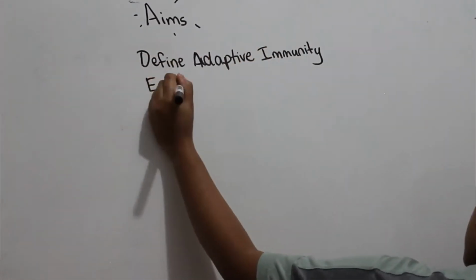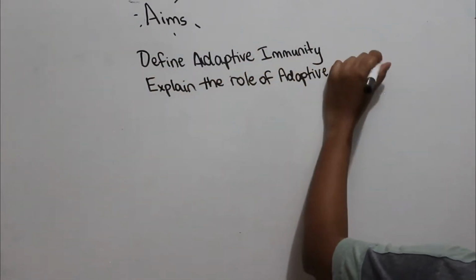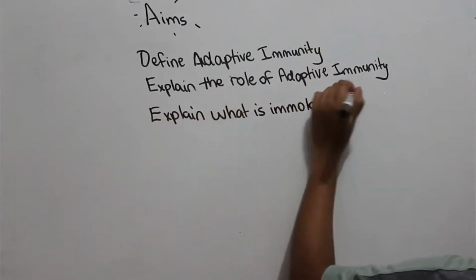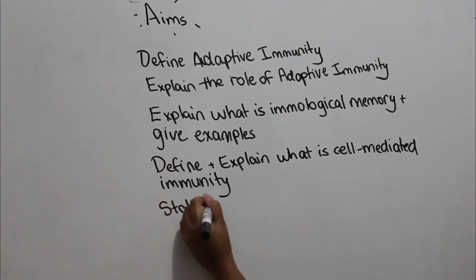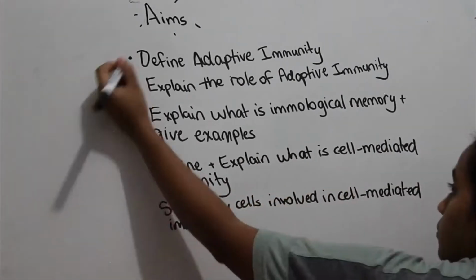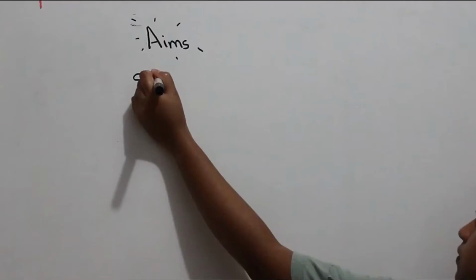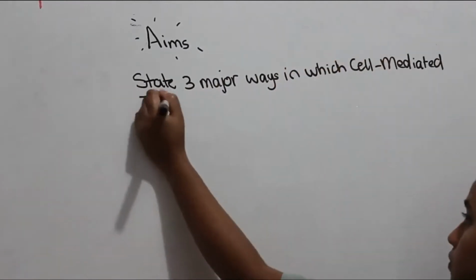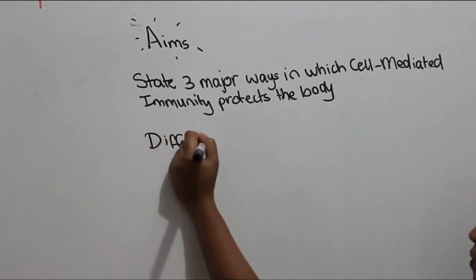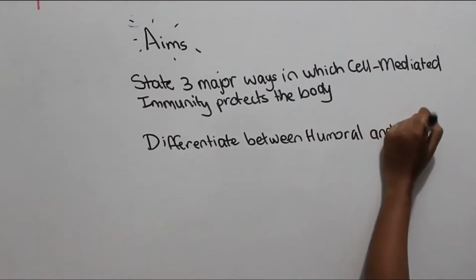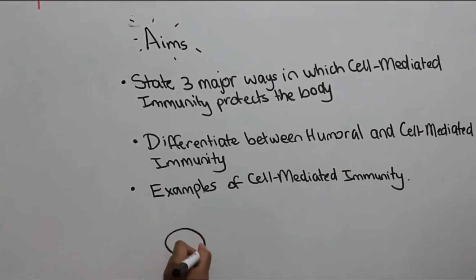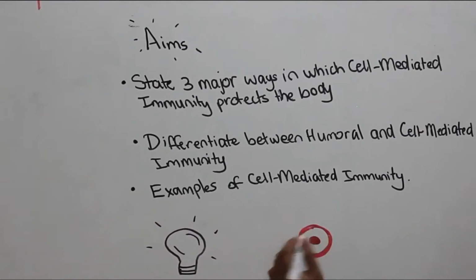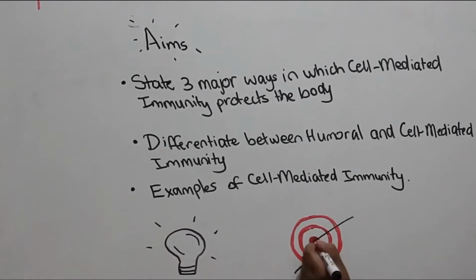By the end of this presentation, you should be able to define adaptive immunity, explain the role of adaptive immunity, explain what is immunological memory, and give examples. Define and explain cell-mediated immunity. State key cells involved in cell-mediated immunity. State three major ways in which cell-mediated immunity protects the body. Differentiate between humoral and cell-mediated immunity, and give examples of cell-mediated immunity.